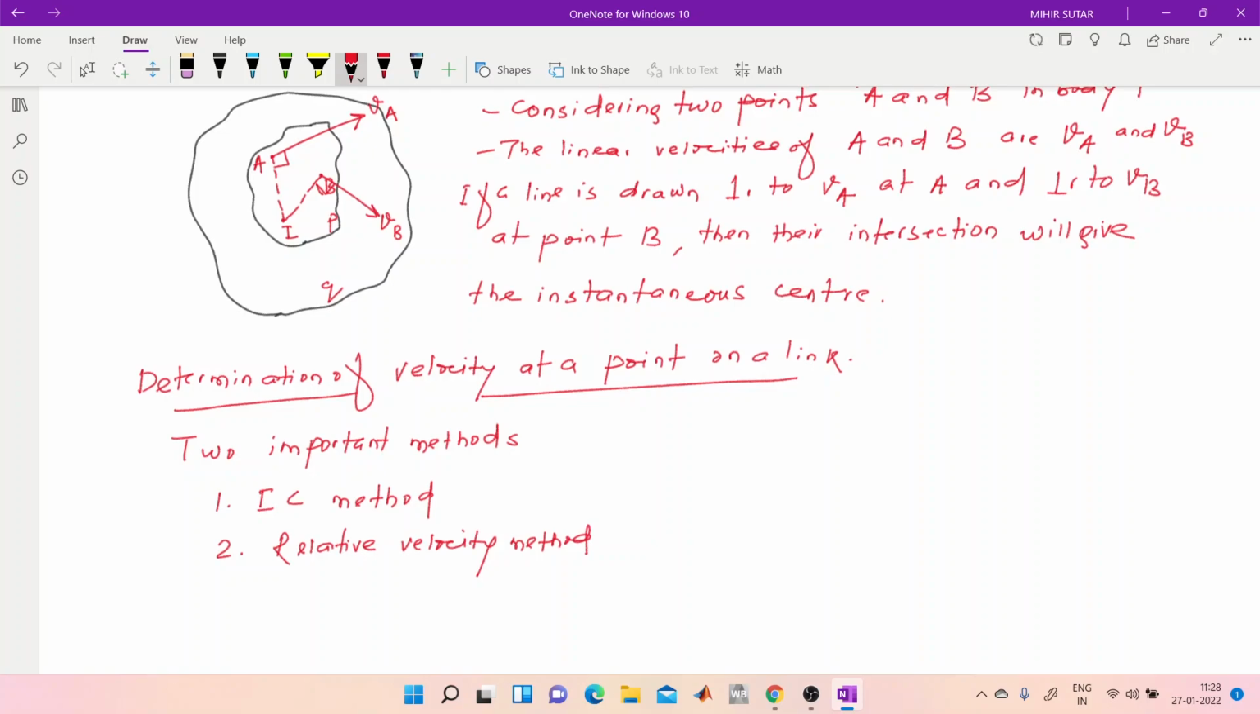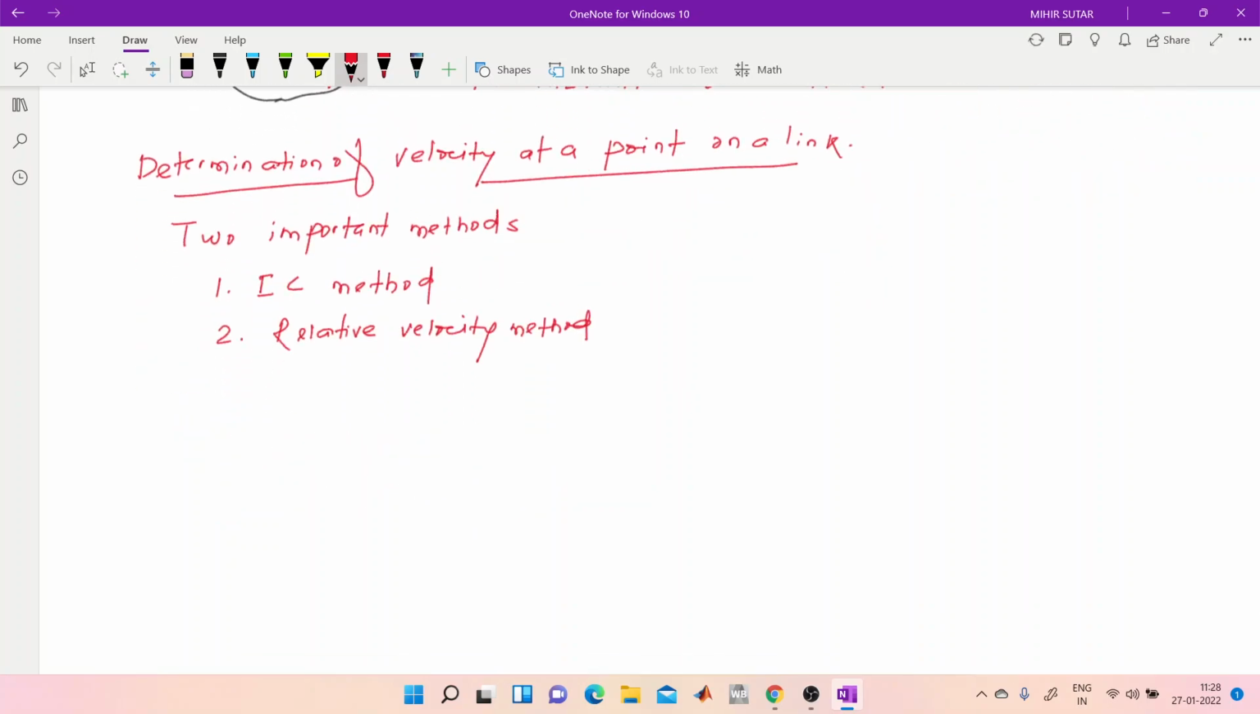In this module, we'll concentrate on the displacement, velocity, and acceleration of a link. That is why it is kinematics. Now, the first method is the instantaneous center method.